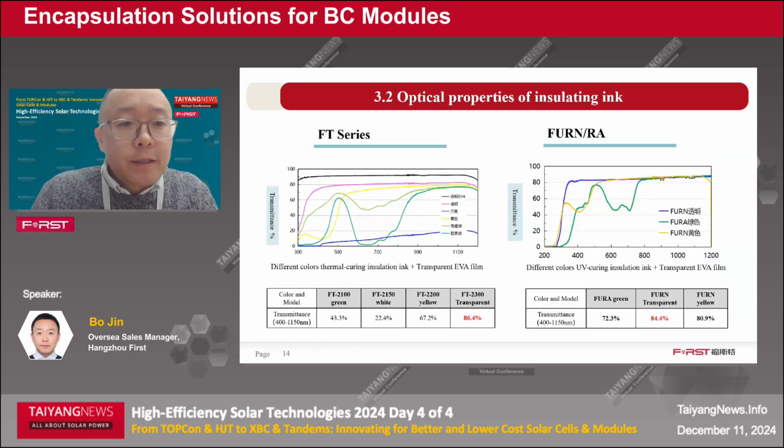And you could see the transmittance rate of both series. TF series is the thermal curing series, and the FURN or FURA is the UV curing series. When you focus on the transparent version, it has very high transmittance for both.